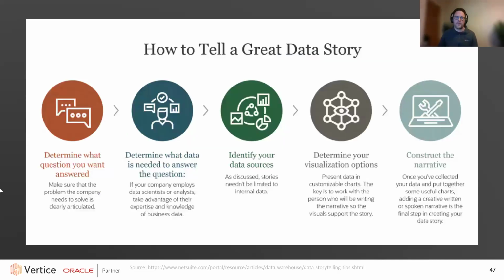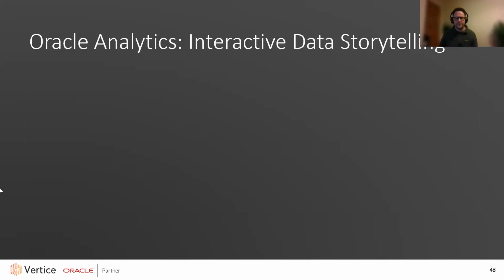And just a quick recap. So how to tell a great data story. First of all, we're going to determine what question you want to be answered. In our case, we want to understand reviewers' feelings of Disneyland. We need to determine what data is needed to answer the question. Well, we've got our data set, so that's fine. And we've got the review data. We've identified our data source because we've downloaded that already. Determine our visualization options. Well, Auto Insights has helped with that, but we'll take that a little bit further shortly. And then we want to construct the narrative. So how do we combine telling that data story with a narrative and visualizations? And we're going to go and do that now.